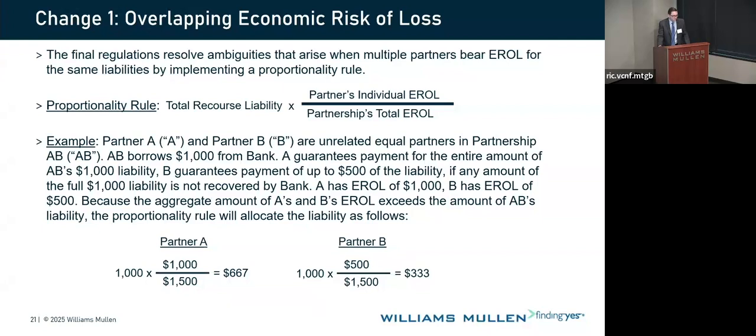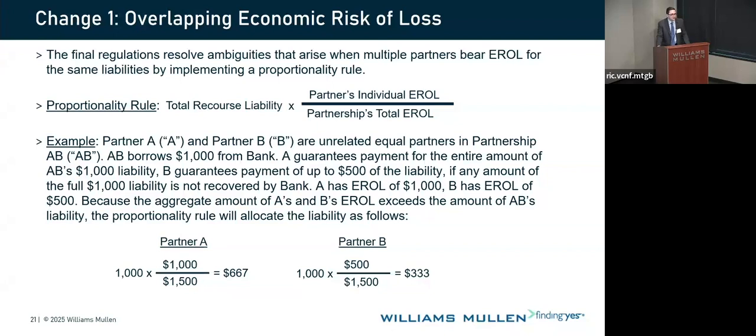So we have an example here. It's partners A and B, and they make up partnership AB. Partnership AB borrows $1,000 from the bank. A guarantees the liability entirely, and B pledges $500 if the liability is not covered. So because of that, you might say, wow, look at that. I mean, maybe you didn't say that, but there's a $1,500 economic risk of loss here because we have one partner pledging $500 and one partner pledging $1,000. That seems inconsistent because we only had an initial $1,000 liability.